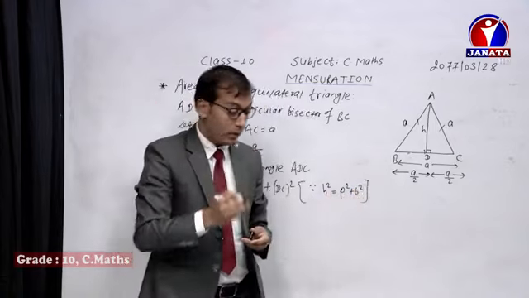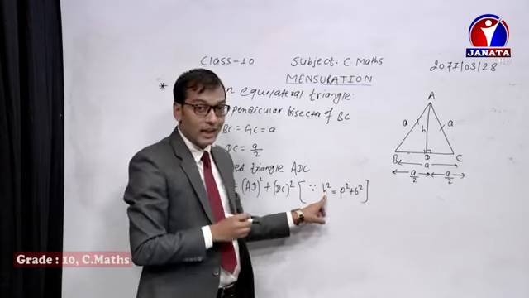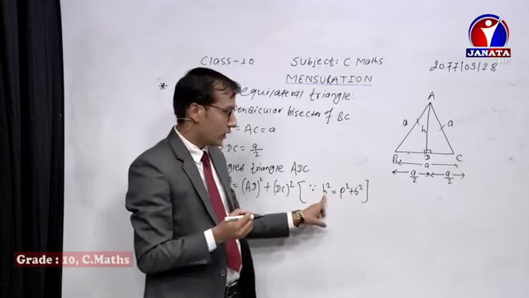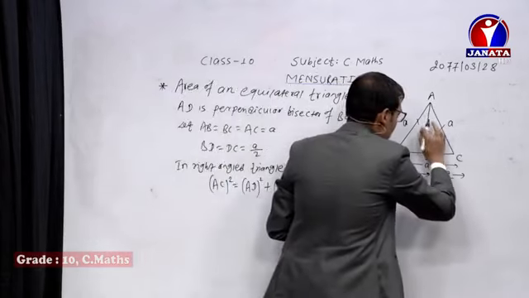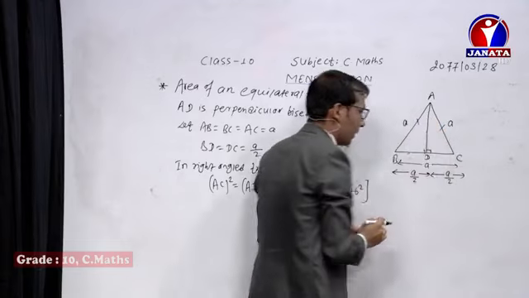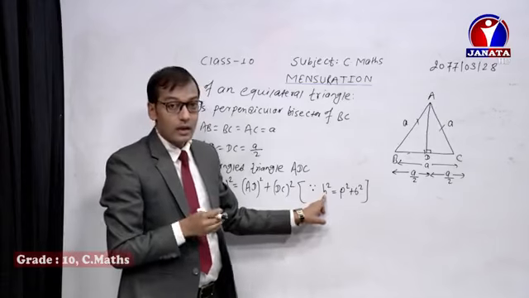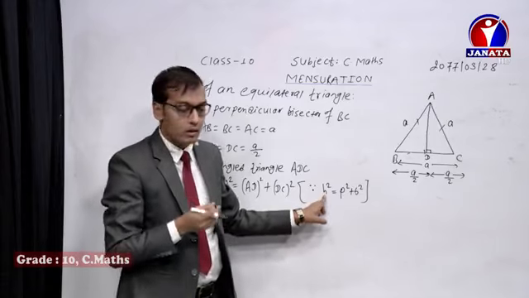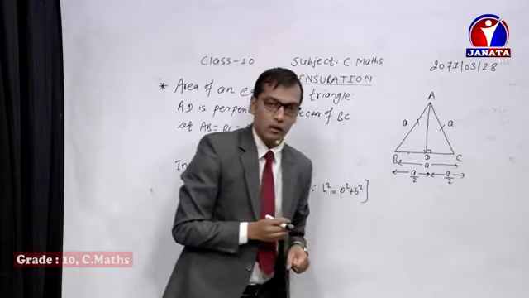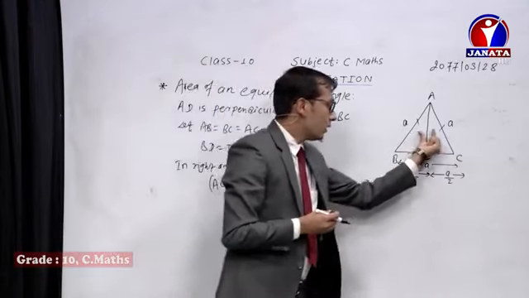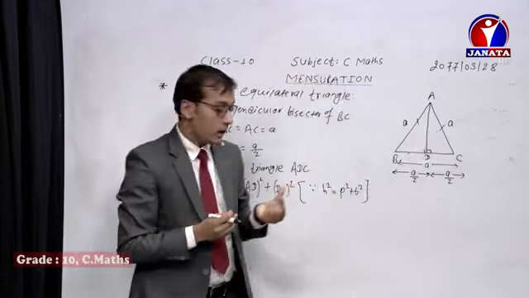Let's not get confused. H is not the height here. H is the hypotenuse. So let me erase this, otherwise we may get confusion. Here, H is the hypotenuse, the longest side of a right angle triangle. And in the figure, AD is the height for this triangle.